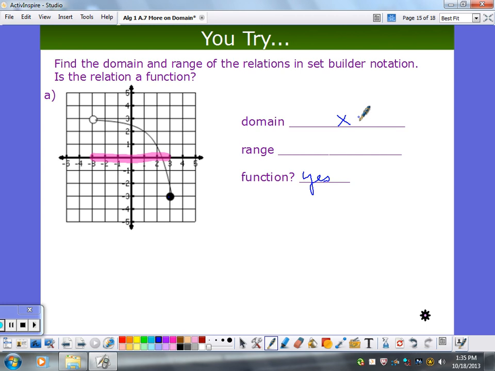Well, what are my boundary points? Right? I see one here. I see one here. Yeah. So let's put the low number on the left, the big number on the right. We always do that.